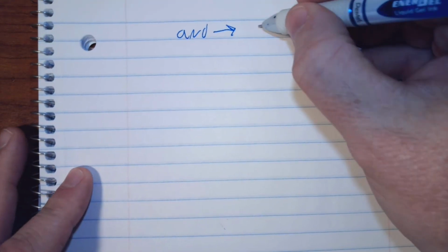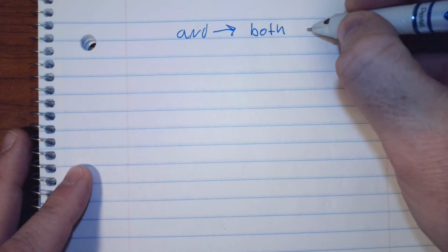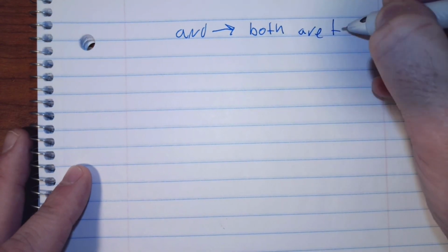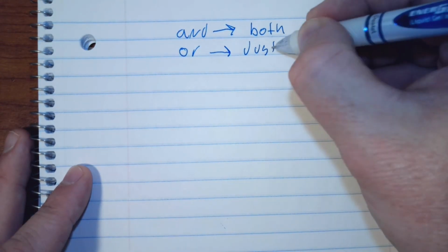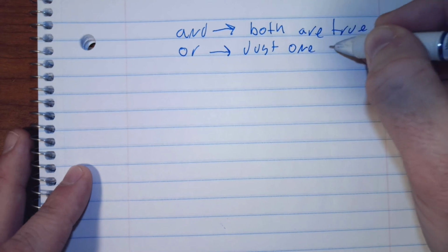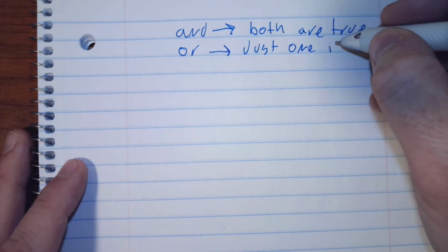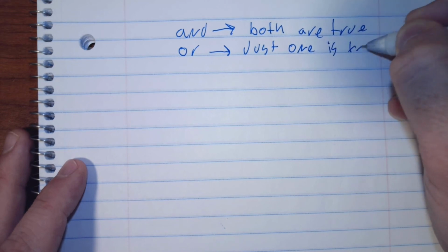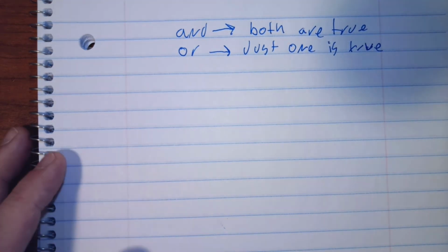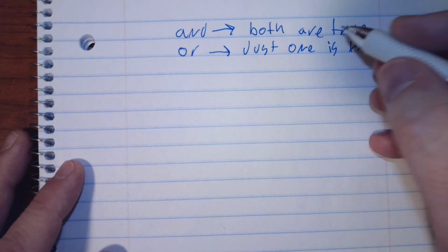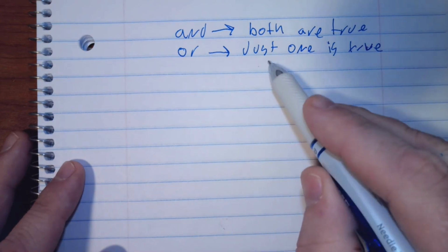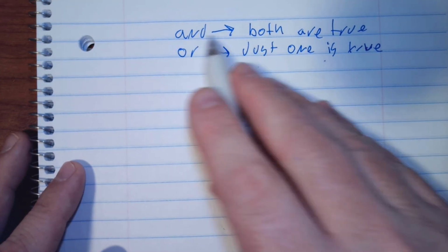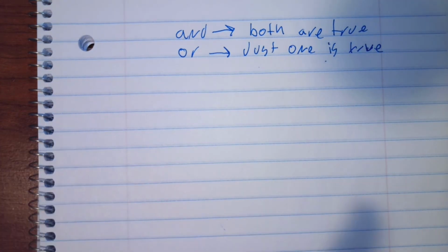Okay, an AND, both are true. Or with an OR, just one is true. I mean, technically it could be both true also with OR, but for our purposes it's just going to be just one because we're not doing tricky ones. But with an AND, both have to be true. So let's look at an AND problem.